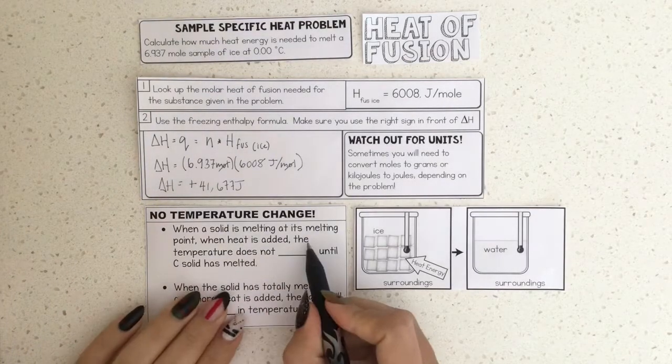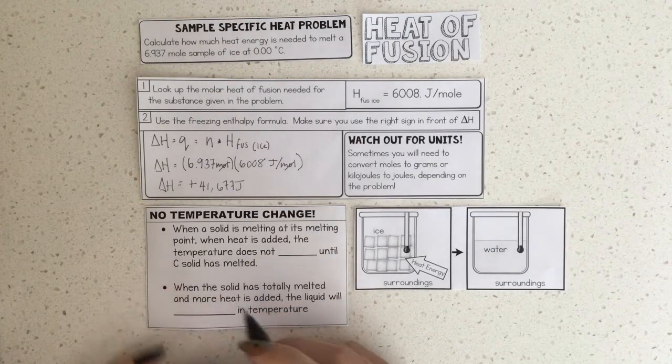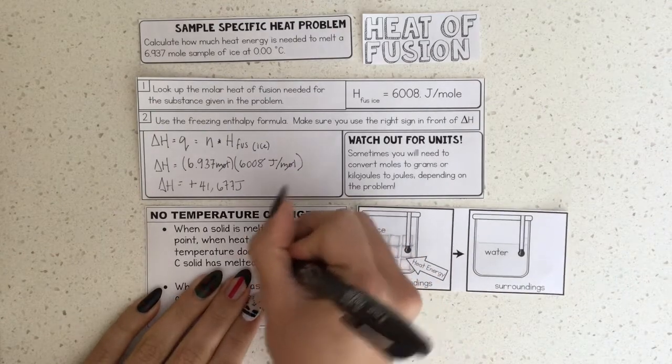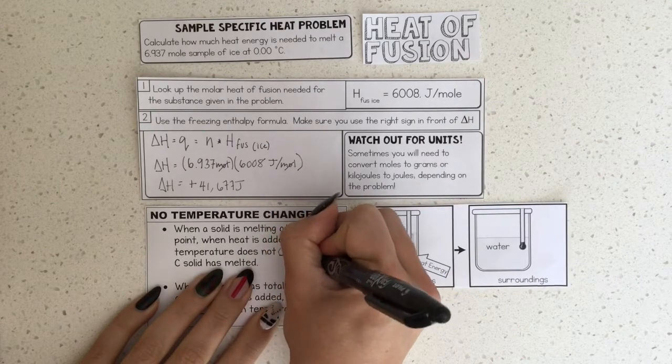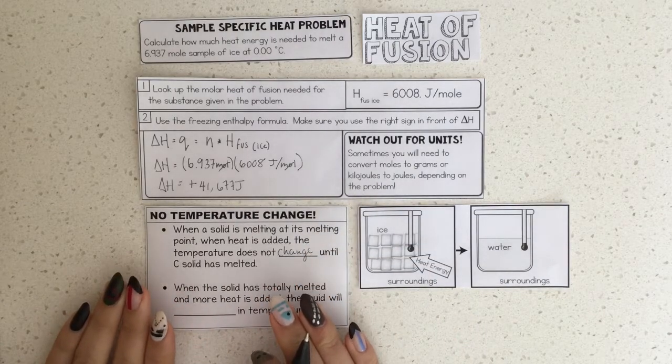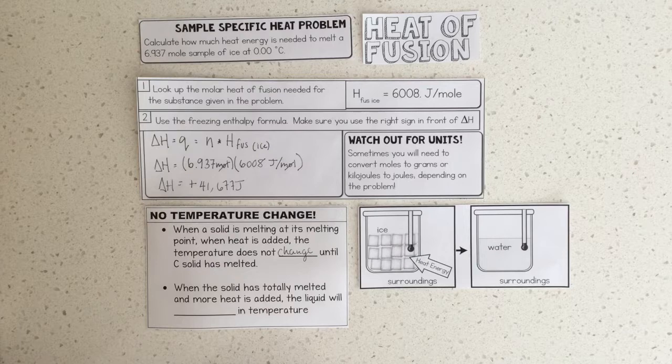So when a solid is melting at its melting point, when the heat is being added, the temperature does not change until the solid has completely melted. When the solid is totally melted and more heat is added, then the liquid will rise in temperature.